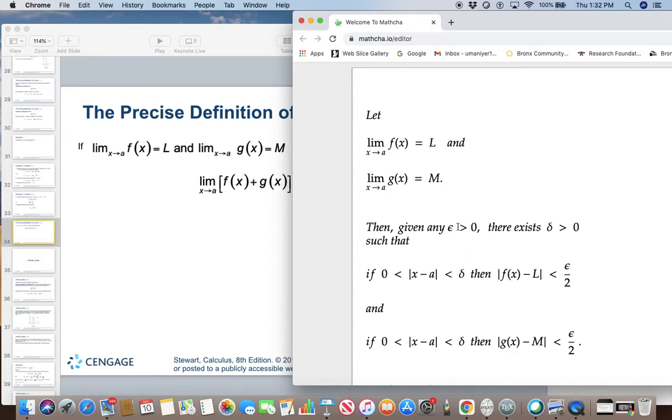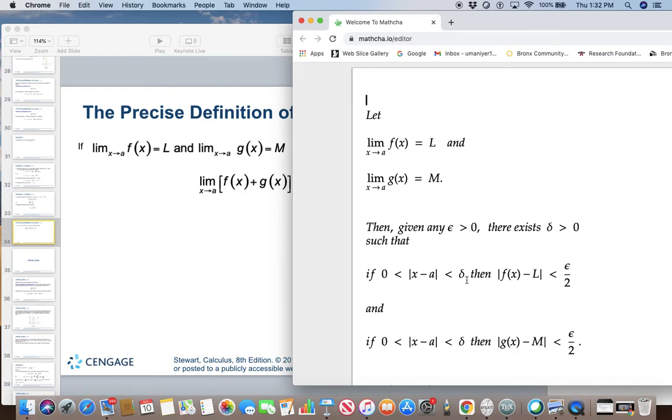Okay? You gave me some epsilon. So that's what given means. I used half of it for f and found a delta. Likewise, I used the other half for g and found a delta.